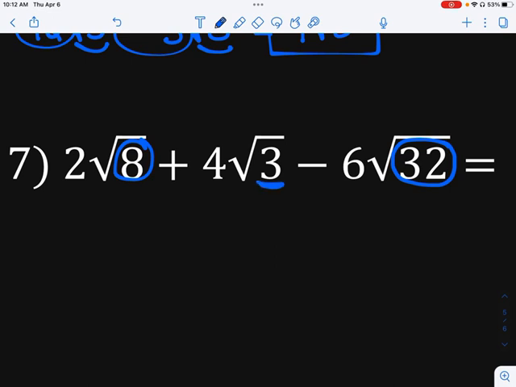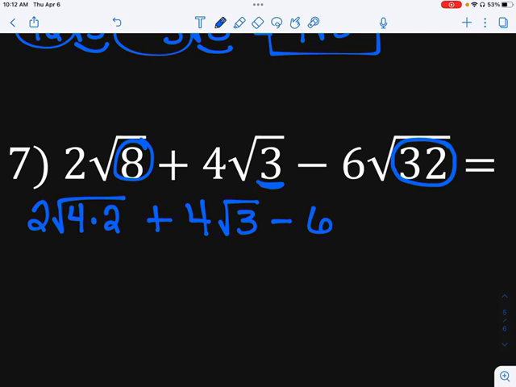The 3 can't be simplified. So I'm going to start in, and I'm going to say, okay, 28, the largest perfect square that goes into it is a 4. So I'm going to simplify that. We said the square root of 3 here, not going to touch it. Over here, I have the square root of 32. So when I look at my list, the square root of 32, the biggest one is 16.